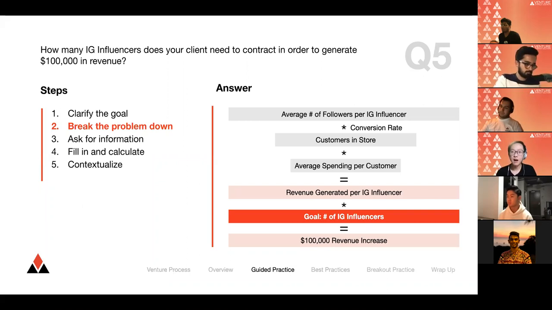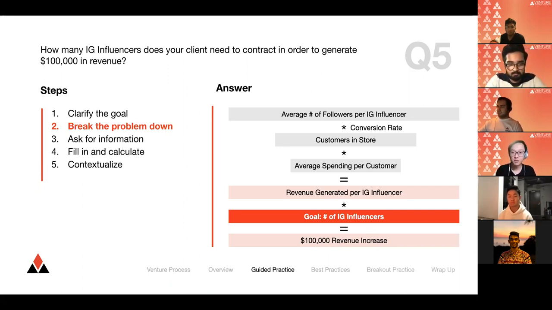So here is how we might want to approach this problem. In order to get to the number of influencers, we might want to know how much investing in each influencer increases our revenue. So if we can get a sense of how much each influencer increases our revenue, then we can get the number of Instagram influencers.